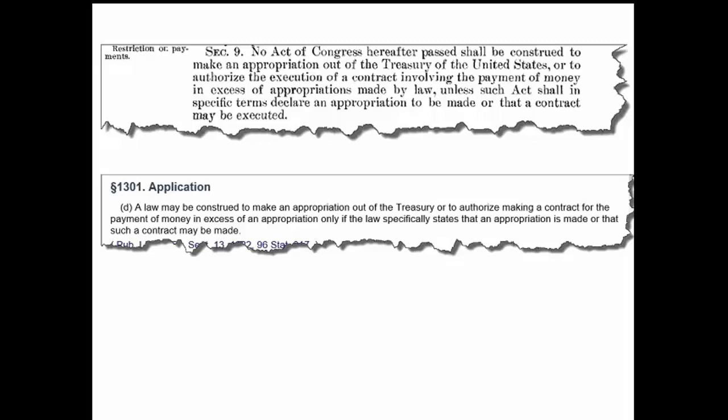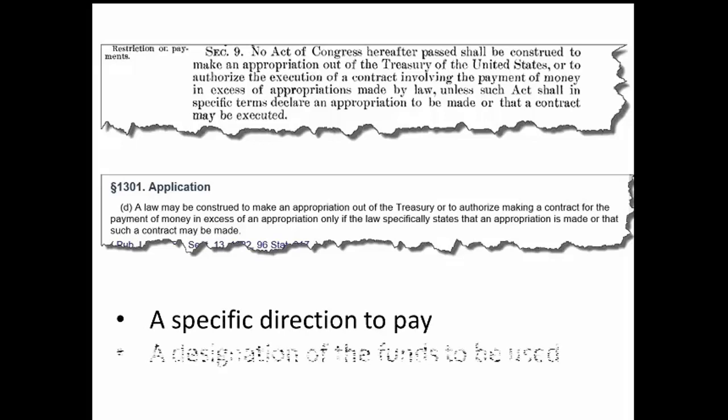In addition, GAO's interpretation in their Principles of Federal Appropriations Law, otherwise known as the Red Book, includes the possibility that a specific direction to pay and a designation of the funds to be used would also constitute an appropriation, even if the word appropriation is not used.